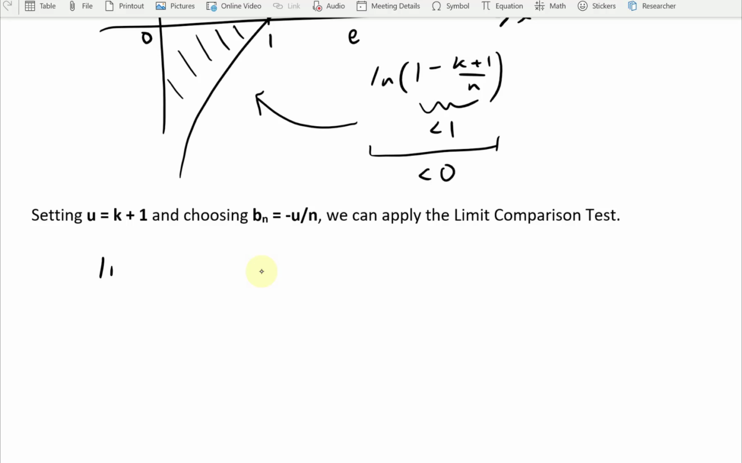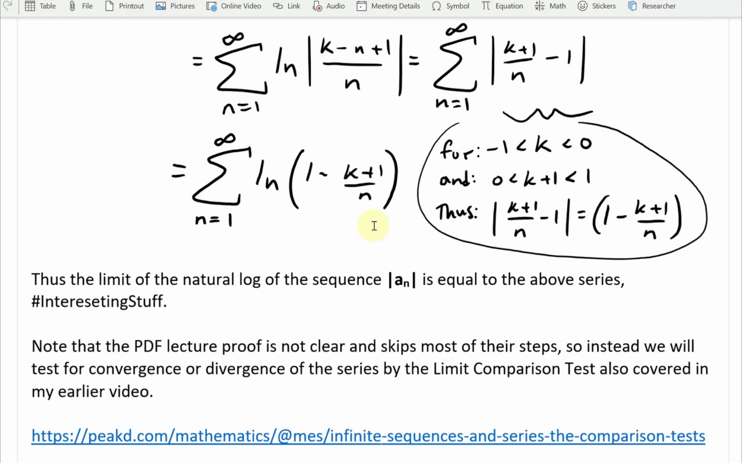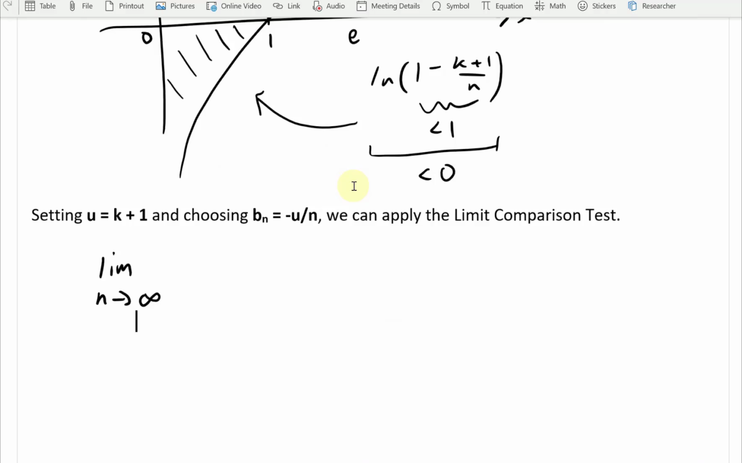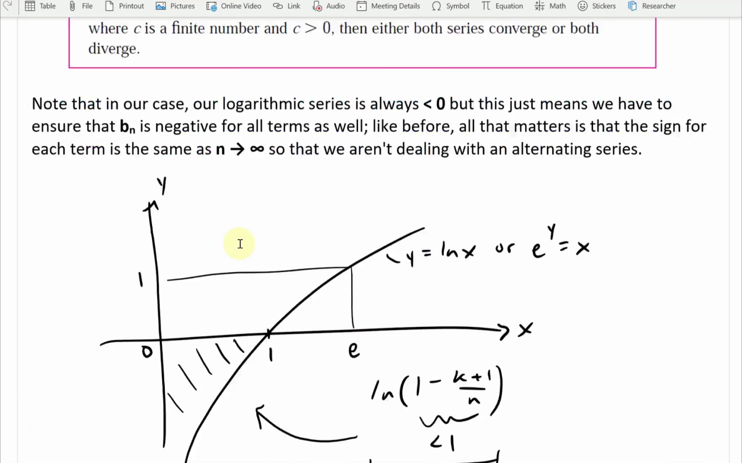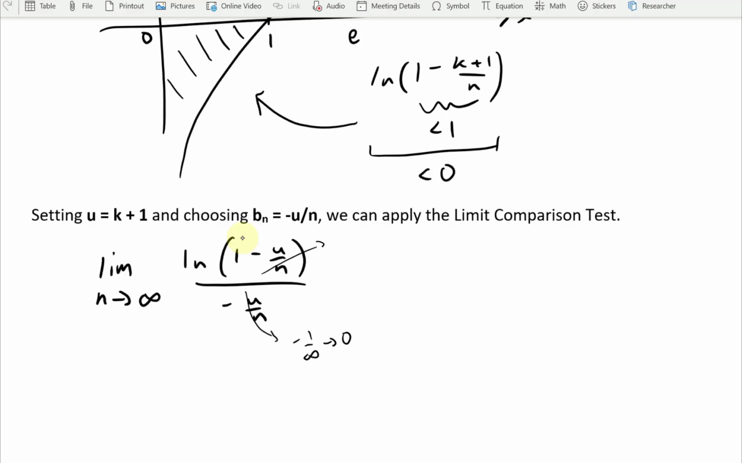And what happens here is the limit as n approaches infinity of, now our series is just going to be over here, ln of 1 minus (k plus 1) divided by n, or 1 minus u over n, so that's the ln. And so we're testing whether this series converges. So this equals ln of the terms inside, 1 minus u over n, all over negative u over n. Now the issue here is, as n approaches infinity, this becomes a negative 1 over infinity, and this is approaching 0. Likewise here, we get a negative 1 over infinity, this is approaching 0.